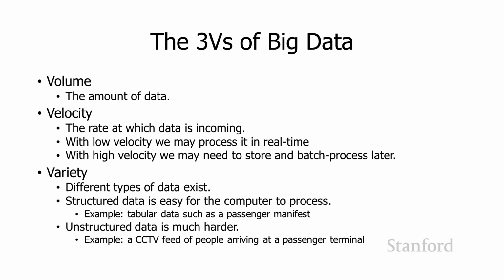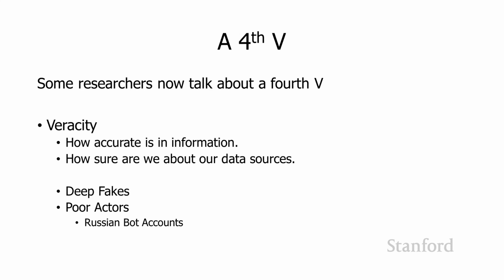Some researchers have added a fourth V to the previous three Vs, and that is the veracity of the data. And I think, unfortunately, in our current environment, this makes a lot of sense. So how accurate is the information we're working with, and how sure are we of the data sources? I think particularly with things like deep fakes and bad actors like Russian bot accounts, say on Twitter, it becomes increasingly important for us to think about where our data sources are and what those data sources can tell us. Now, obviously, if you've got something like a Russian bot account, actually studying the Russian bot accounts themselves with big data techniques can also give you some information, but you do need to carefully think about what your sources of data are and what they mean.